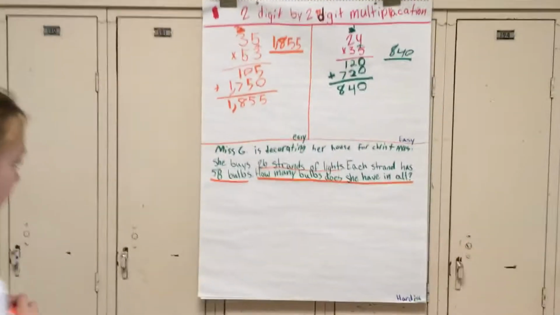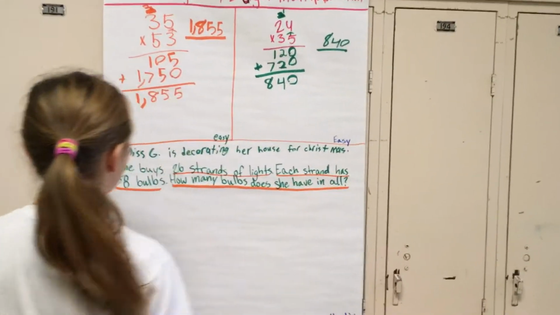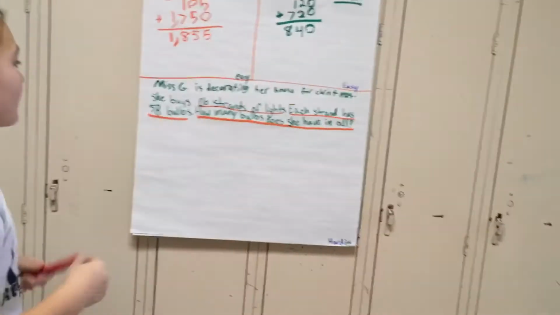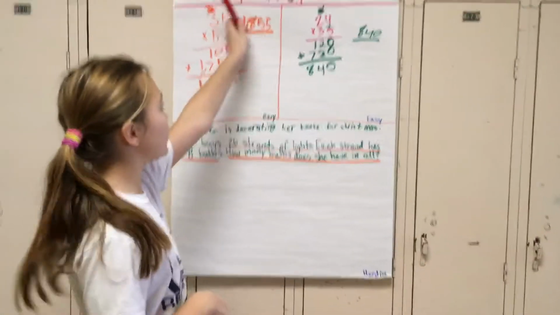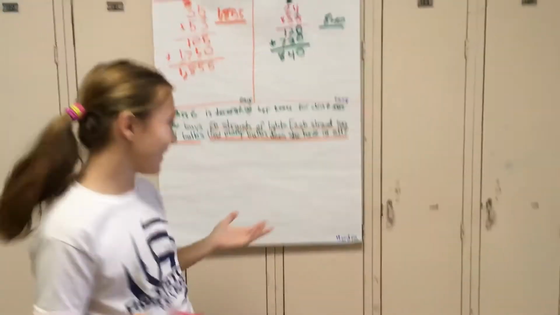Each strand has 58 bulbs. And then, I think this is multiplication because this is all about two-digit multiplication. So yes, obviously, by the title, it's going to be multiplication.